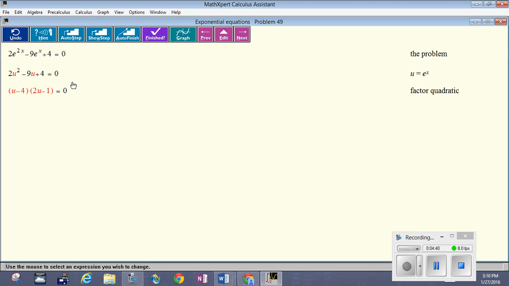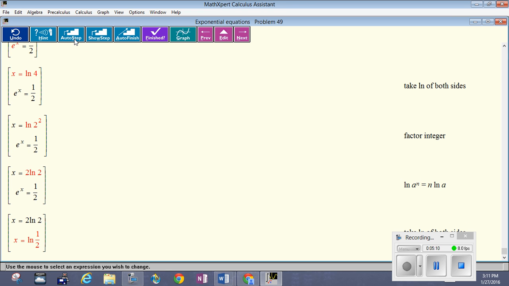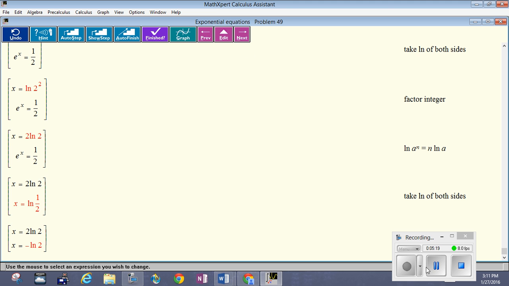Factors quite easily enough. Now, of course, we'll evaluate those for u. u is 4, u equals 1/2, but now, of course, we'll return the substituted value of e to the x. So these are going to be straightforward two answers: the natural log of 4 and the natural log of 1/2. Looks like our answers on that, and that's pretty much as they should stand. I don't believe there's any reason that either one of them will be a hold-up value, okay? So we got another one.